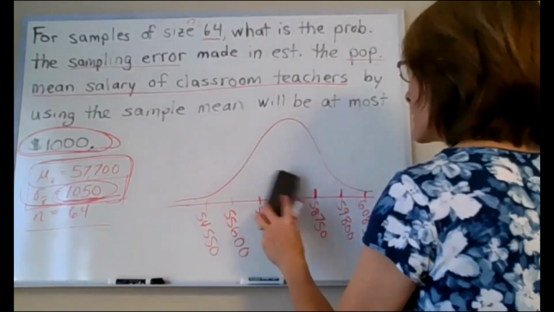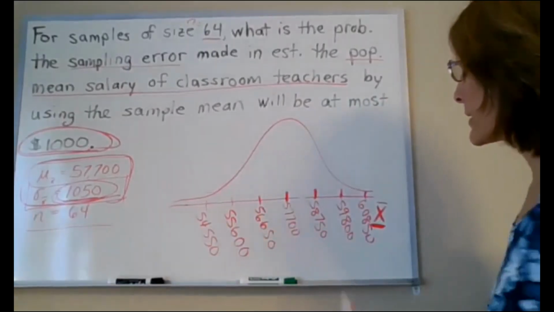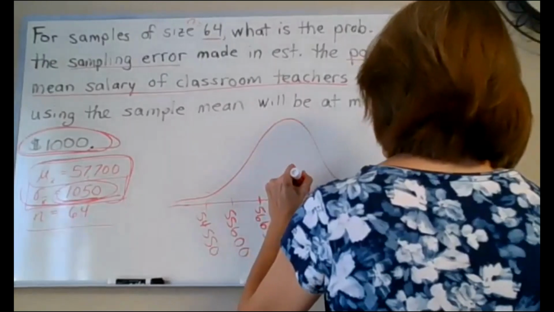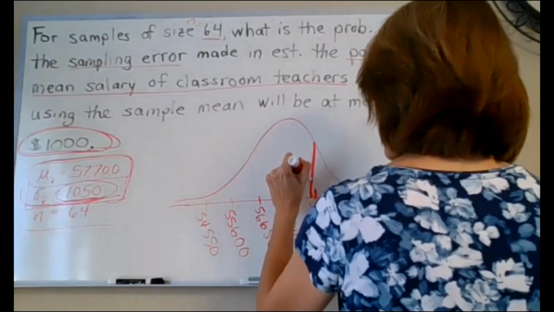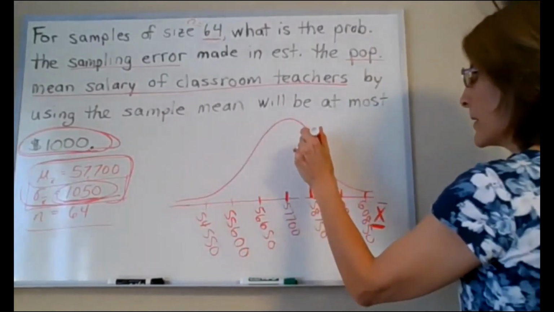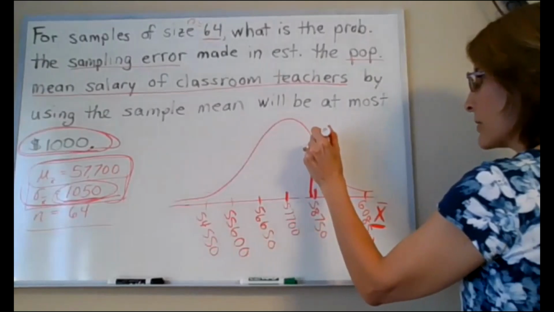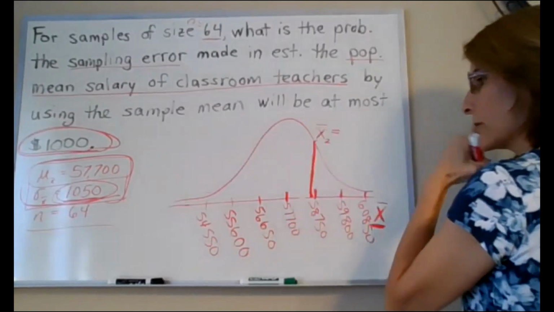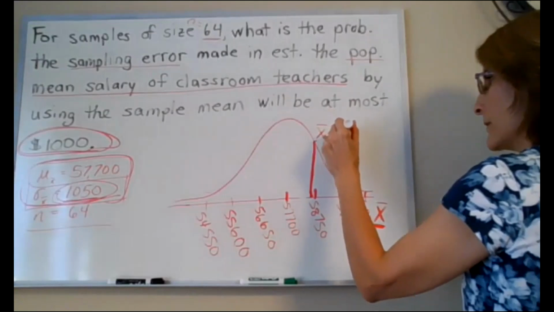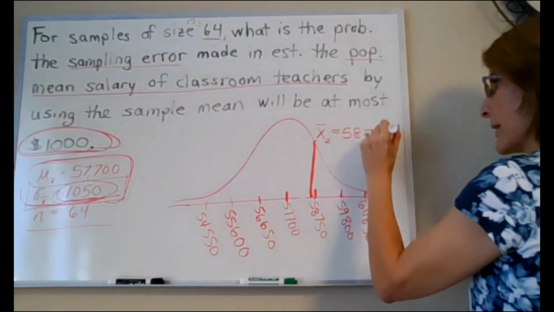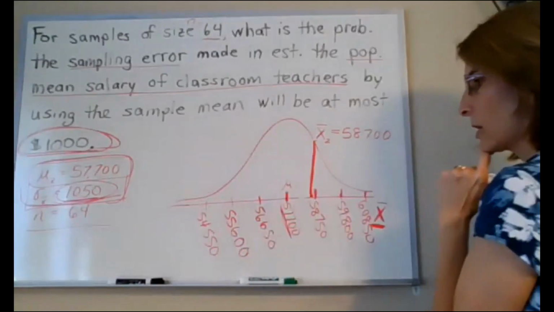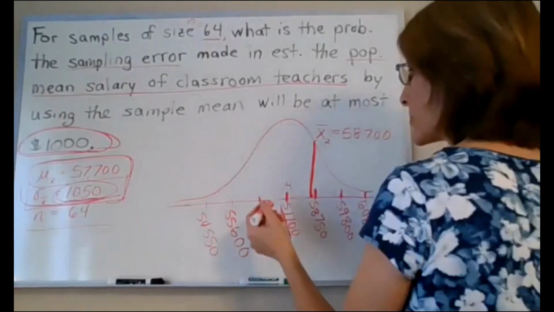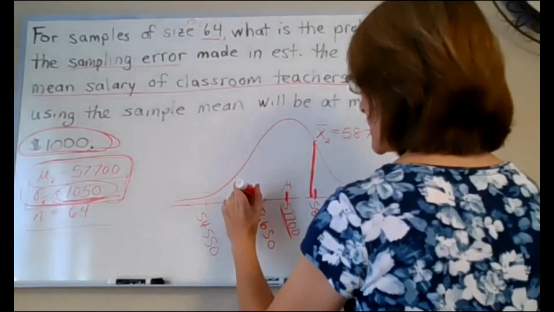So let me fill that in here. If we add 1,000, we're going to end up just below this one here. I'm not drawing it quite straight, but the larger X bar, when we add the 1,000, is going to be 58,700. That's where it's going to land. I just added 1,000 to the mean that I started with. When you subtract 1,000, you're going to end up down here.